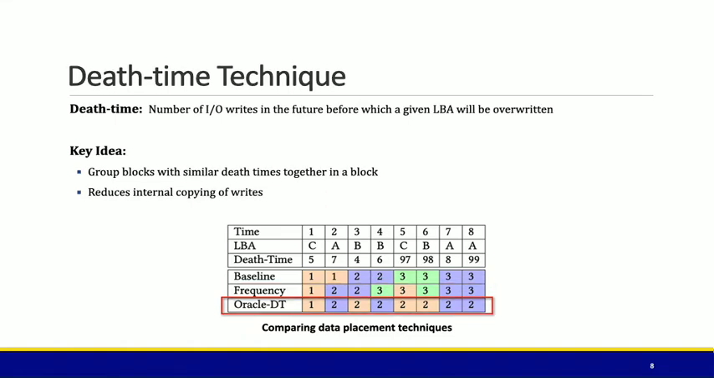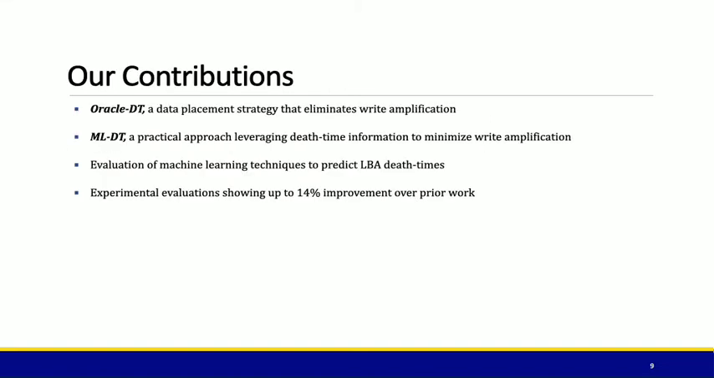The sixth row of the table shows how our dead time allocation policy allocates LBAs into blocks. LBA C written at time 1 and LBA B written at time 3 have similar dead times of 5 and 4 respectively, and hence they are placed into the orange block. The LBAs written at time 2 and time 4 are placed into the blue block. At time 5, the dead times of all LBAs in the orange block have elapsed and hence it can be reused. Oracle DT minimizes the number of blocks currently in use, requiring only 2 blocks to absorb the write sequence.